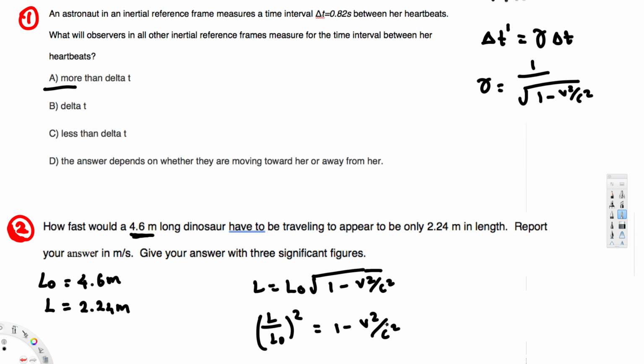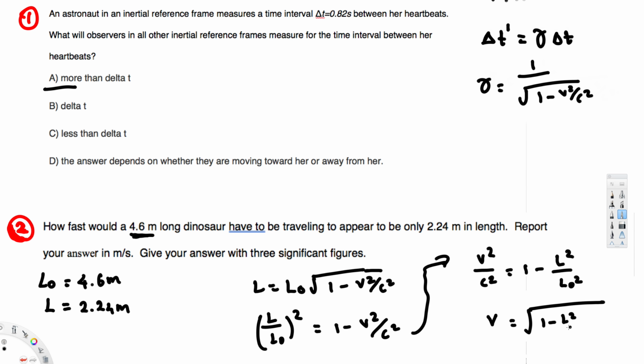Let's bring this v square over c square to this side and this one to the other side. So if we do that, that's going to become v square over c square is equal to 1 minus L square over L naught square. And since we are trying to find v alone, we can move this c to the other side too. So v is going to be, since we have v square, to find v we have to square root this one, 1 minus L square over L naught square, and also we are moving the c square to the other side, and if we square root c square, that's going to be c.